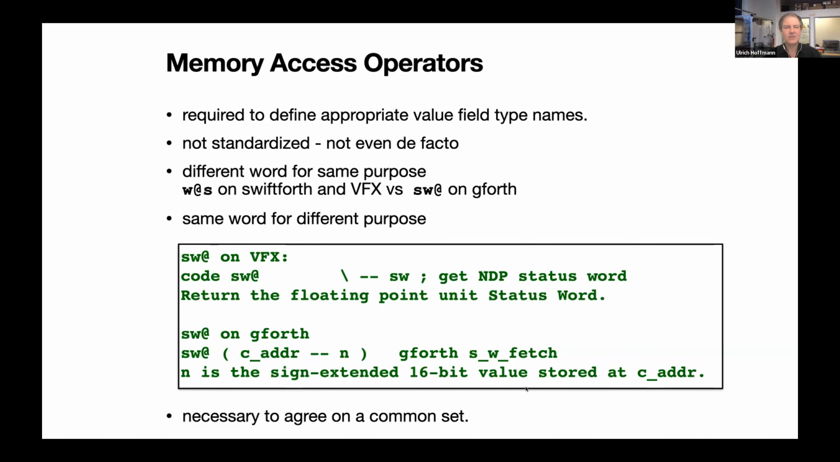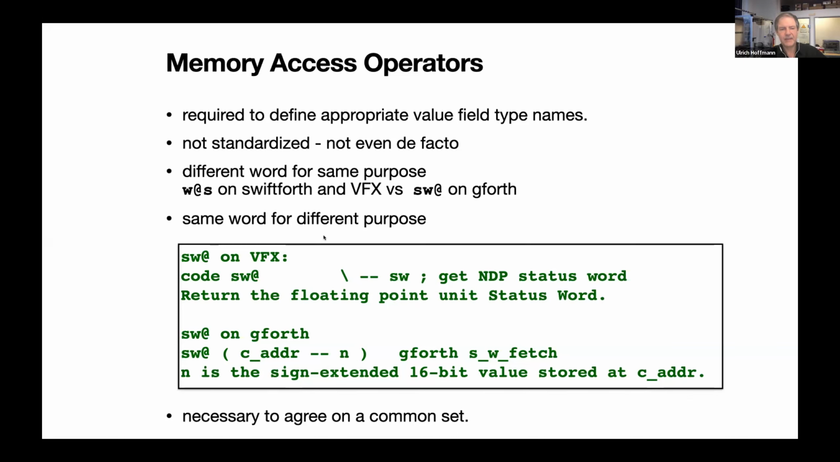The worst thing is that there's fetch-S on SwiftForth for fetching a 16-bit value with sign extension. Is that right? Yeah, exactly. And then there's SW-fetch on Gforth that does the same. But SW-fetch is used in different Forth systems in a different way. VFX, for example, returns the floating point unit status word, which has nothing to do with fetching a 16-bit value from memory. And SW-fetch on Gforth does the right thing.